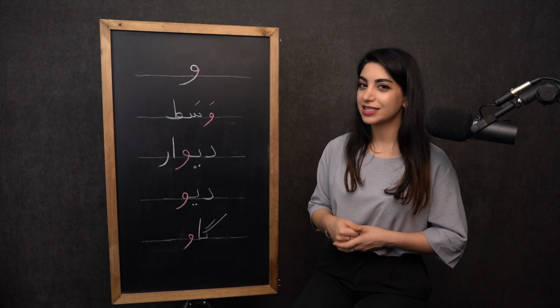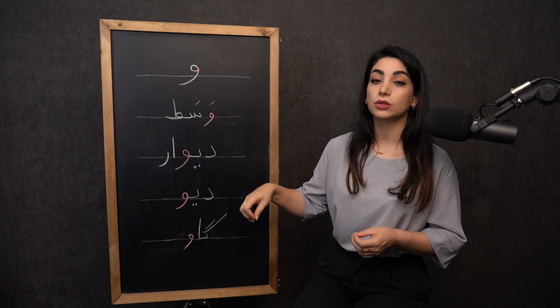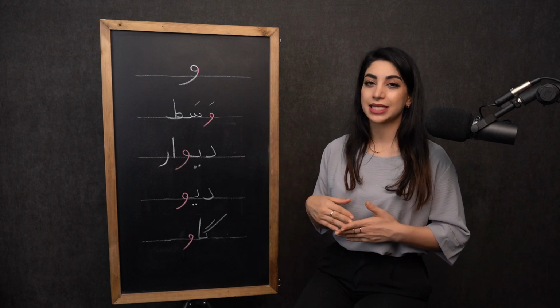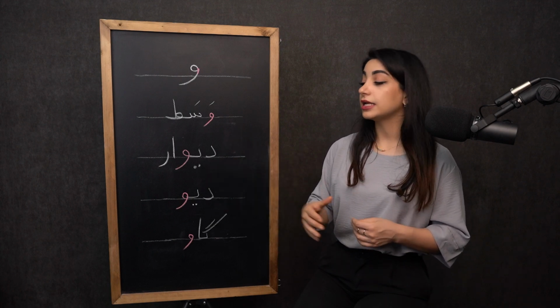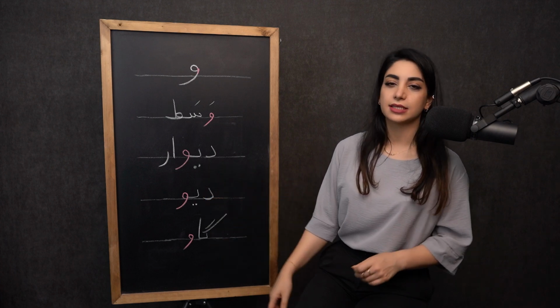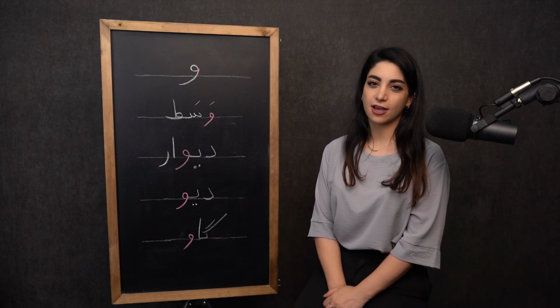And until next session, instead of saying middle, we say وسط. Instead of saying wall, we say دیوار. Instead of saying monster, we say div. And instead of saying cow, we say gav.